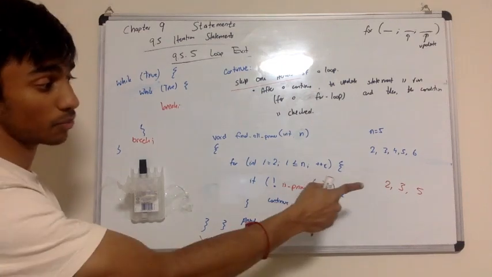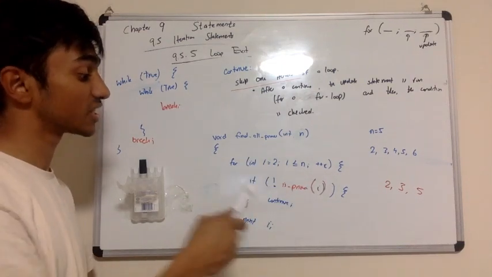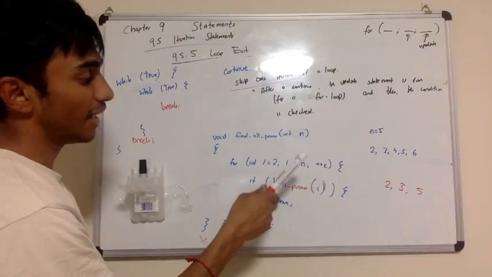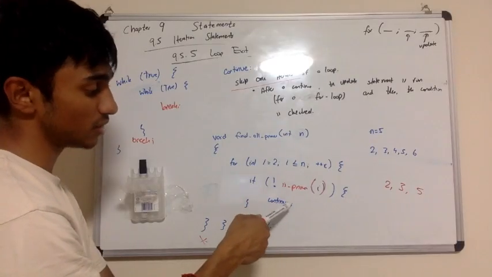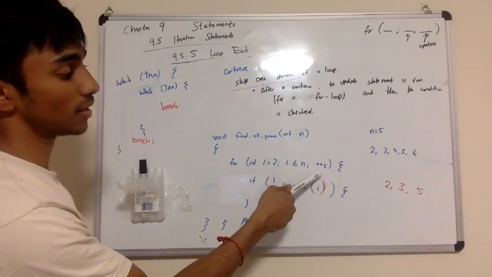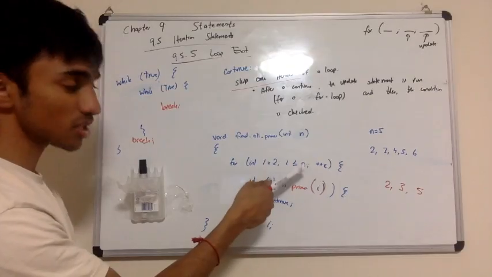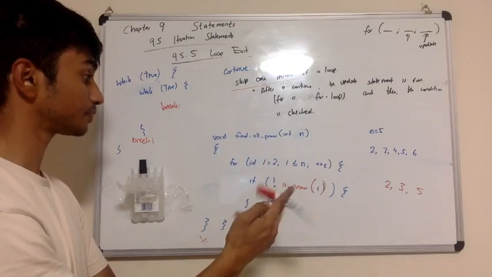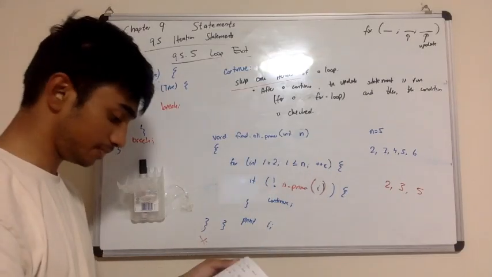Hopefully that makes sense. Why are we printing 2, 3, 5? Because we skipped the iteration where i was 4, because we hit this condition and we continued, meaning we immediately ran our update statement and we checked our condition. It was fine, and we continued on. Okay, so that's the continue.